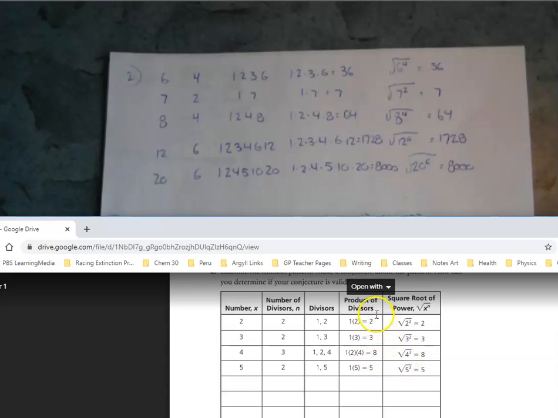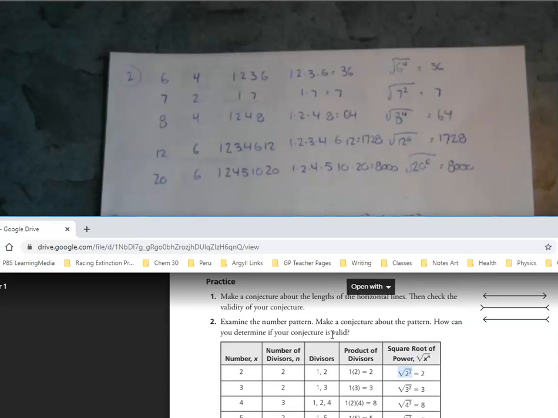So for my conjecture, I would say something like, the product of the divisors of a number is equal to that number raised to the power of the number of divisors there are, square rooted. Basically we're saying the product is equal to the number raised to the power, which is the number of divisors, square rooted. Now, unfortunately, that's quite awkward to word. But if you wrote something like that, I would understand, because the other thing you would follow up on is that it asks you to prove how you can determine if your conjecture is valid.